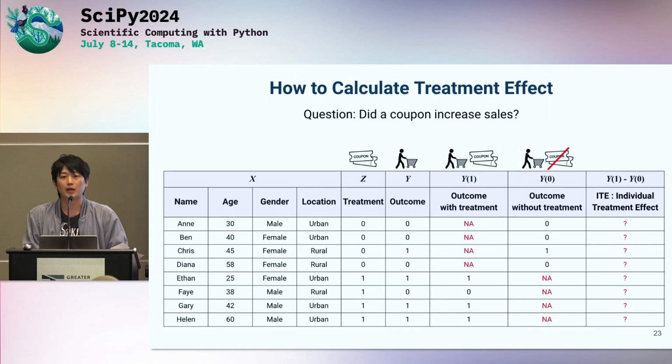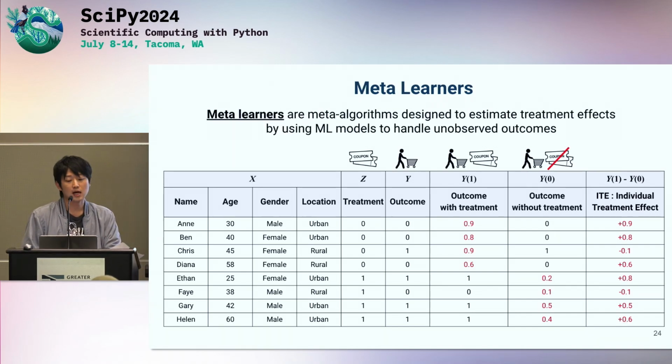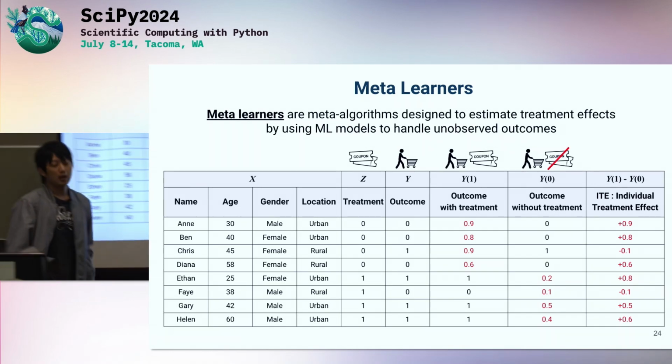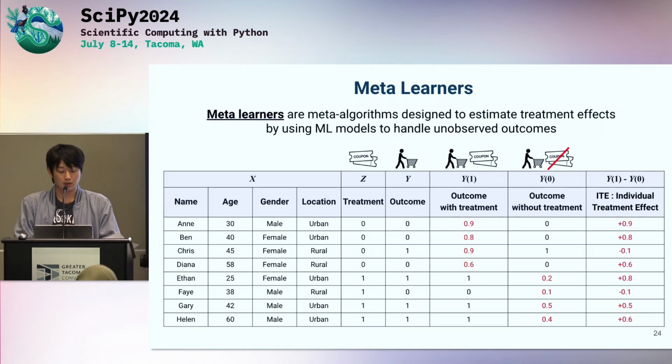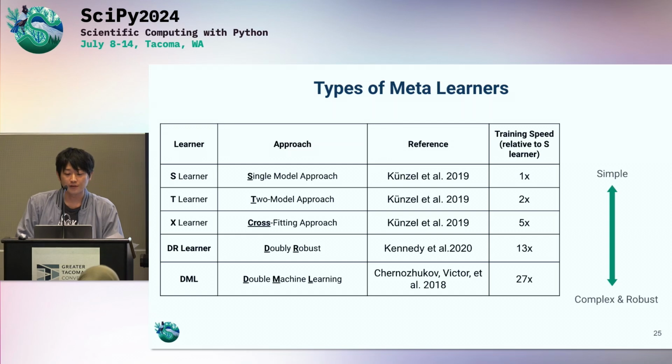To address this dilemma, we can use meta-learners. Meta-learners are a framework designed to estimate treatment effects using machine learning. The red numbers were originally missing, but we can predict these numbers using ML, and then we can get the individual treatment effect. This is a very simplified example, but now let's explore the different types of meta-learners. There are mainly 5 types of meta-learner methods: S-learner, T-learner, X-learner, DR-learner, and DML, double machine learning. The S-learner is the simplest approach, and the DML is the most complex but robust approach. Let's start with the S-learner.